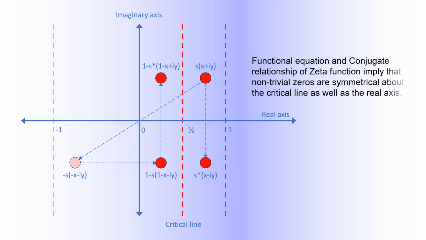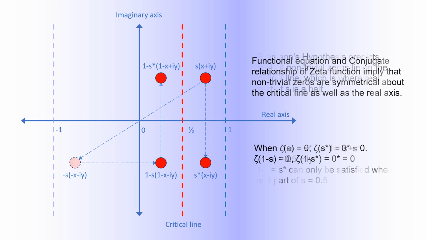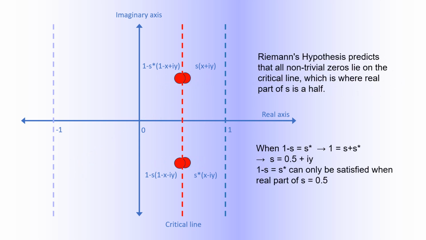The functional equation and conjugate relationship of the zeta function imply that non-trivial zeros are symmetrical about the critical line as well as the real axis. Riemann's hypothesis predicts that all non-trivial zeros lie on the critical line, which is where the real part of s is a half. 1 minus s equals the conjugate of s can only be satisfied when the real part of s is a half.